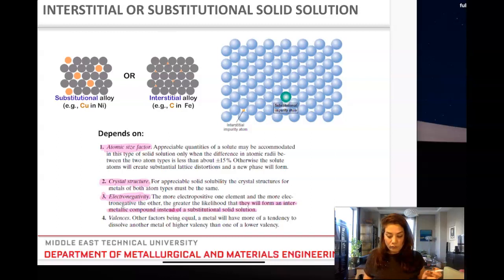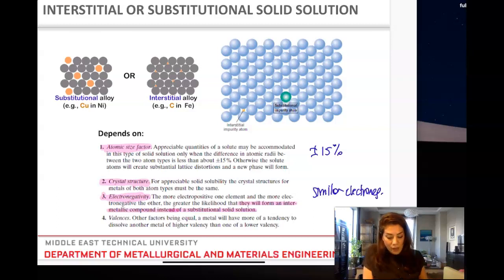Okay, so let's repeat. Your atomic radii should be similar to have substitutional solid solubility, at least plus or minus 15%, right? And your crystal structures have got to match, right? And then you need to have similar electronegativities.